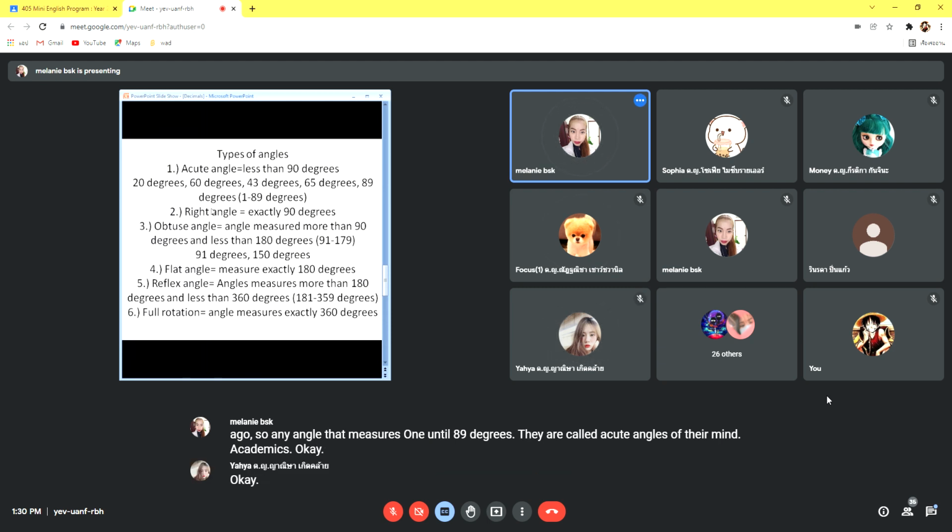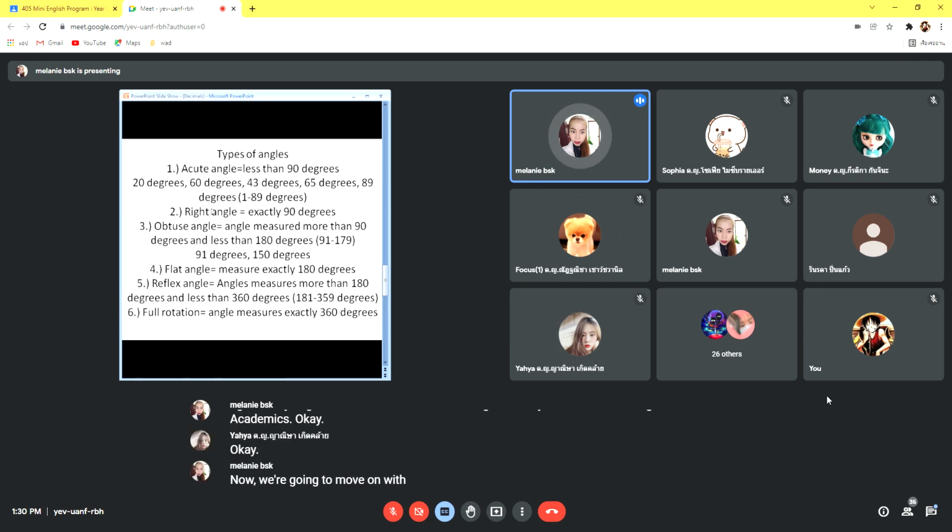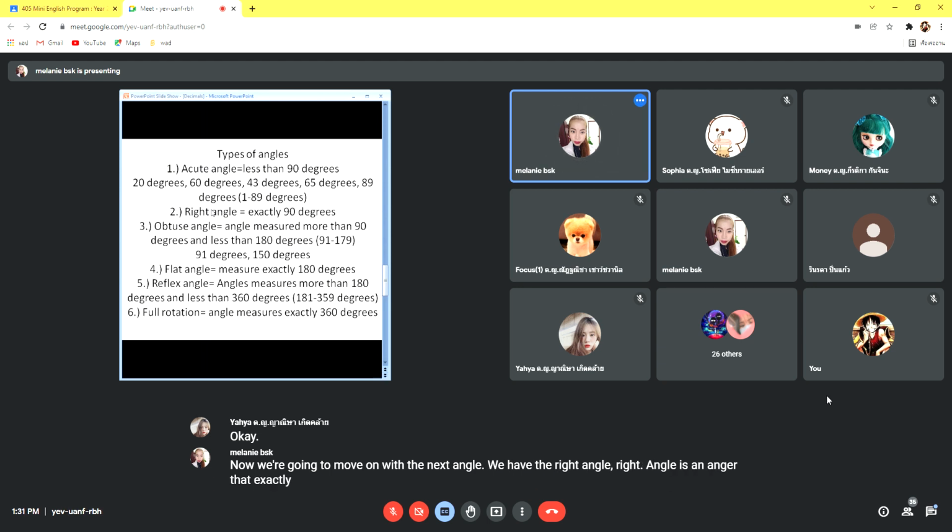Okay. Now we're going to move on with the next angle. We have the right angle. Right angle is an angle that is exactly 90 degrees. If the angle measures 90 degrees, that is a right angle. Do you understand?